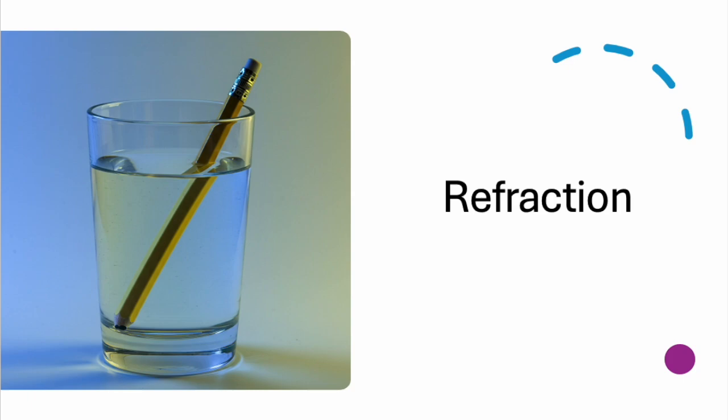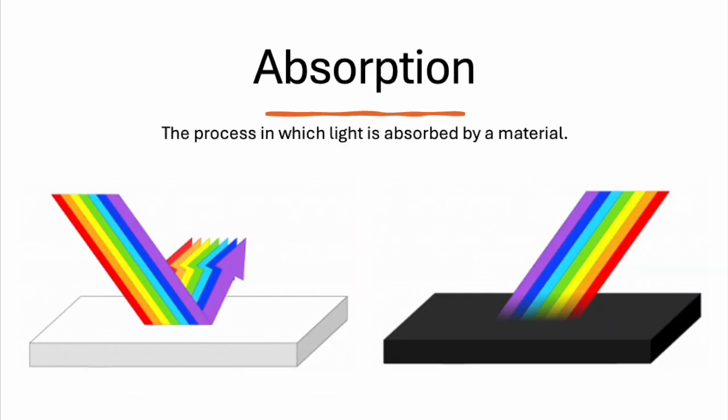Absorption is the process in which light is absorbed by a material. When light is absorbed by a material, its energy is converted into heat. Lighter colors reflect more light than darker colors.